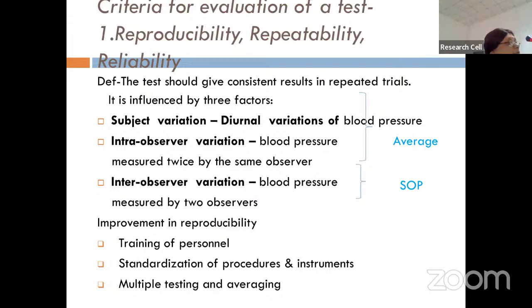While inter-observer variation, two different persons taking BP and the results being different every time, can be reduced by standard operating procedures. SOPs should be developed for each and every procedure and training of the individuals should be done. So you can improve the reproducibility by training of persons. You can improve the reproducibility by developing SOPs and by taking multiple testings and taking the average of each.